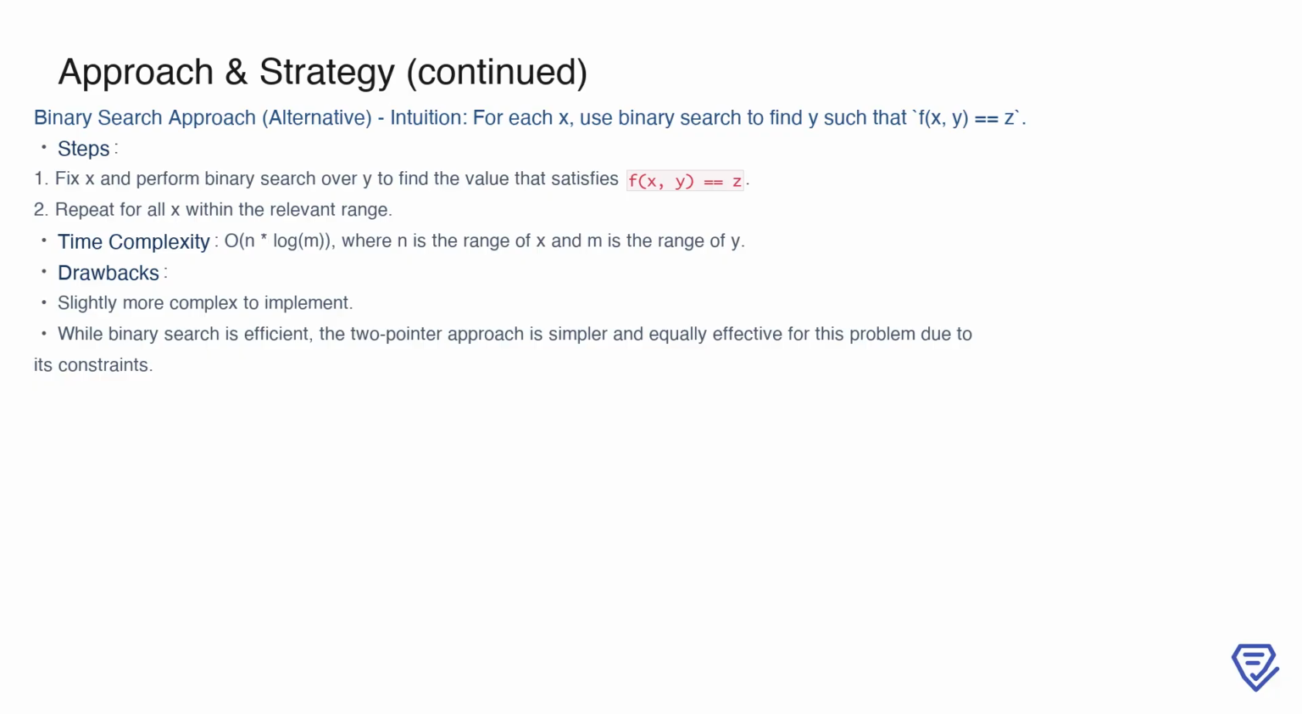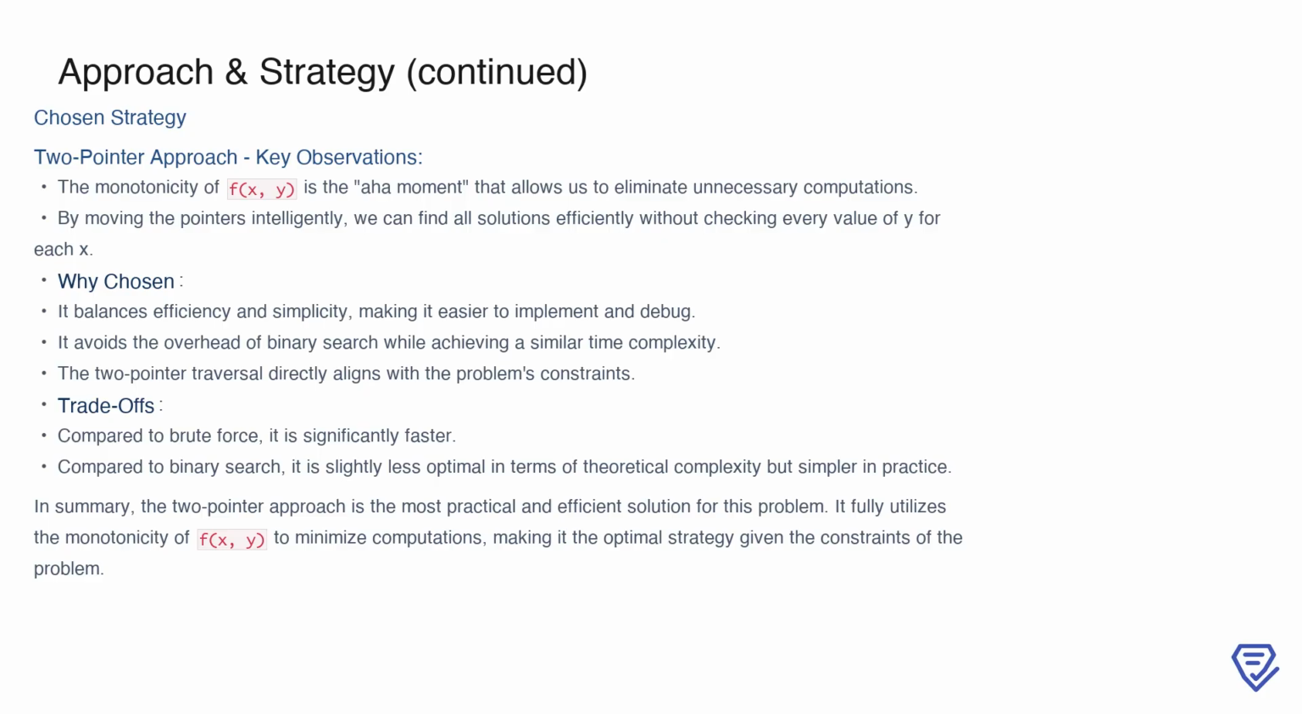As a result, while binary search is a viable alternative, it's not necessarily the most practical choice for this particular problem. Ultimately, the two-pointer approach stands out as the most suitable strategy for this problem. The monotonicity of the function f(x, y) is the key insight that allows us to streamline our computations. By moving the pointers intelligently, incrementing x or decrementing y depending on the relationship between f(x, y) and z, we can efficiently find all solutions without the need to check every possible value of y for each x.